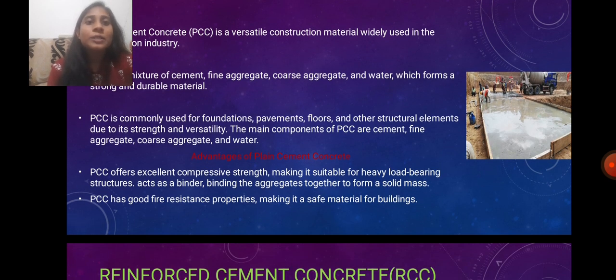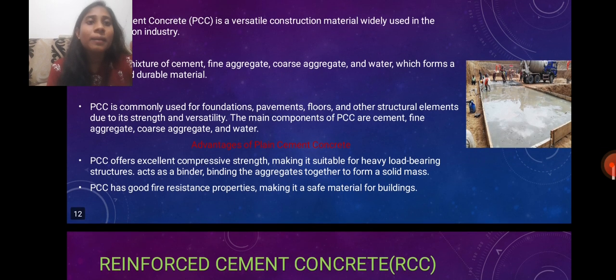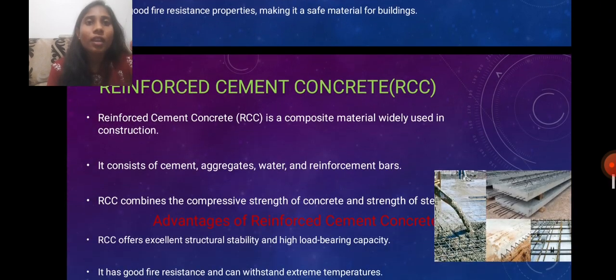Some advantages of plain cement concrete are: PCC offers excellent compressive strength, making it suitable for heavy load bearing. It acts as a binder, binding the aggregate together to form a solid mass. PCC has good fire resistant property, making it a safe material for buildings.